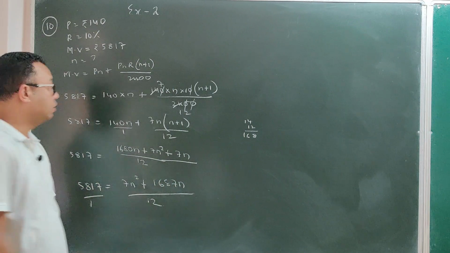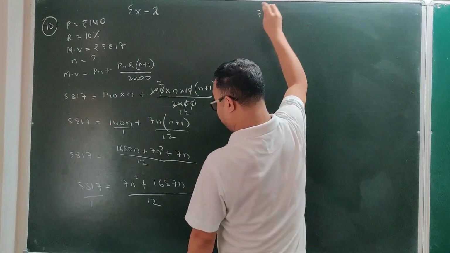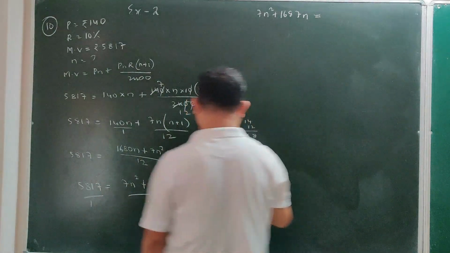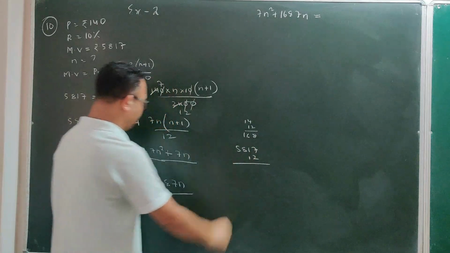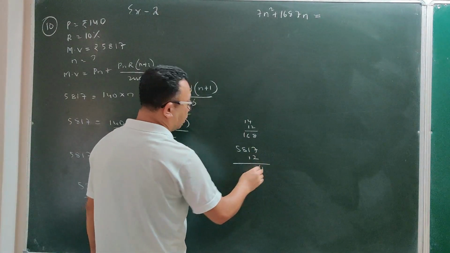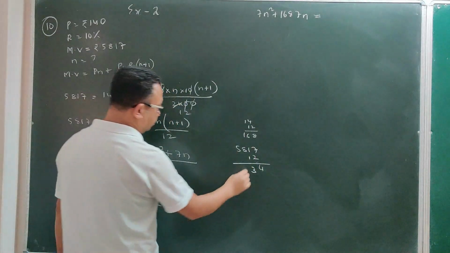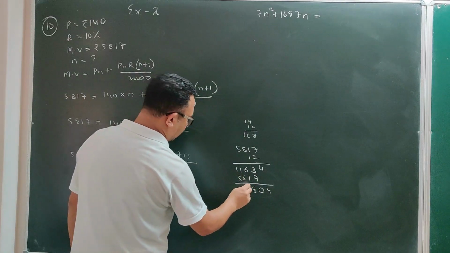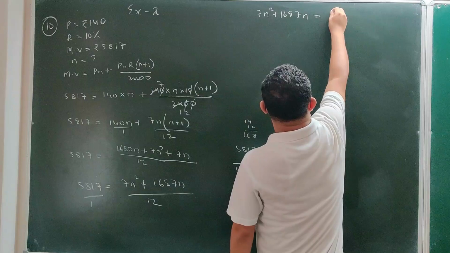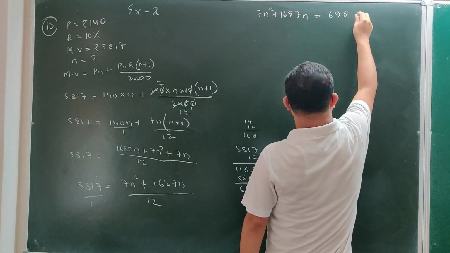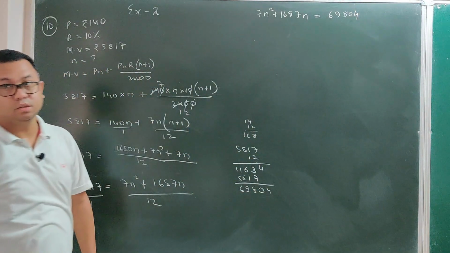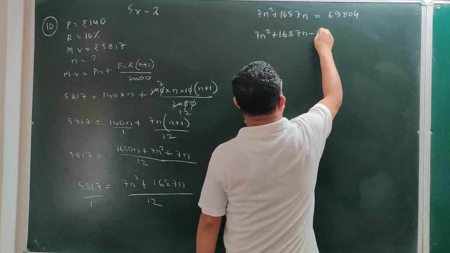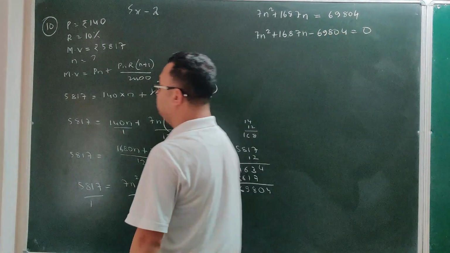If you cross multiply, one is multiplying that to give you 7n square plus 1687n on one side, and on the other side 5817 is going to multiply 12. Let me multiply this one by one. So this is 69,804. Now bring that 69804 onto the left side and write equal to 0. So this is 7n square plus 1687n minus 69804 equal to 0. So there you are.